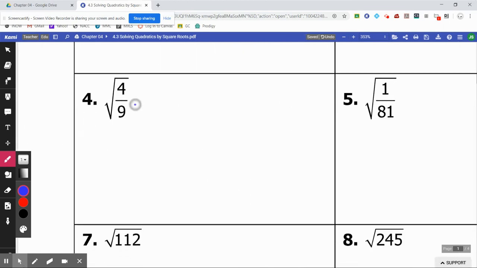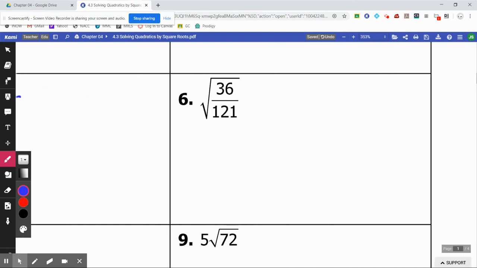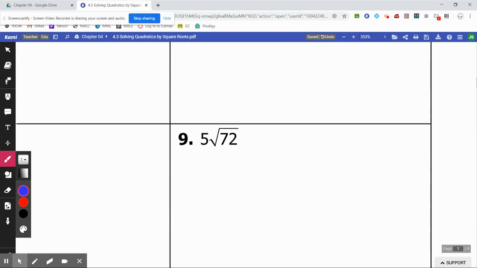Number 4. The square root of a fraction can be split. You can do the square root of the top and the square root of the bottom separately. Square root of 4 is 2, square root of 9 is 3, and you're done. That's 2/3. Square root of the top is 1, the square root of the bottom is 9. Square root of the top is 6, the square root of the bottom is 11. So those are pretty easy.